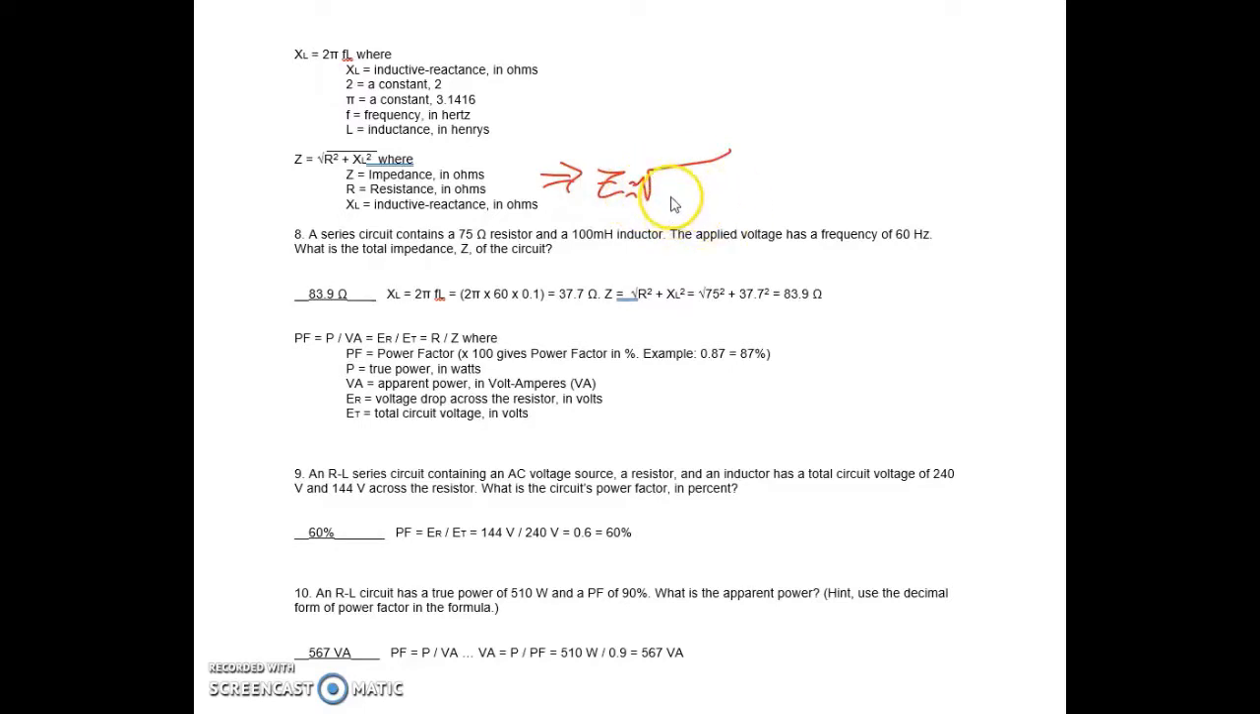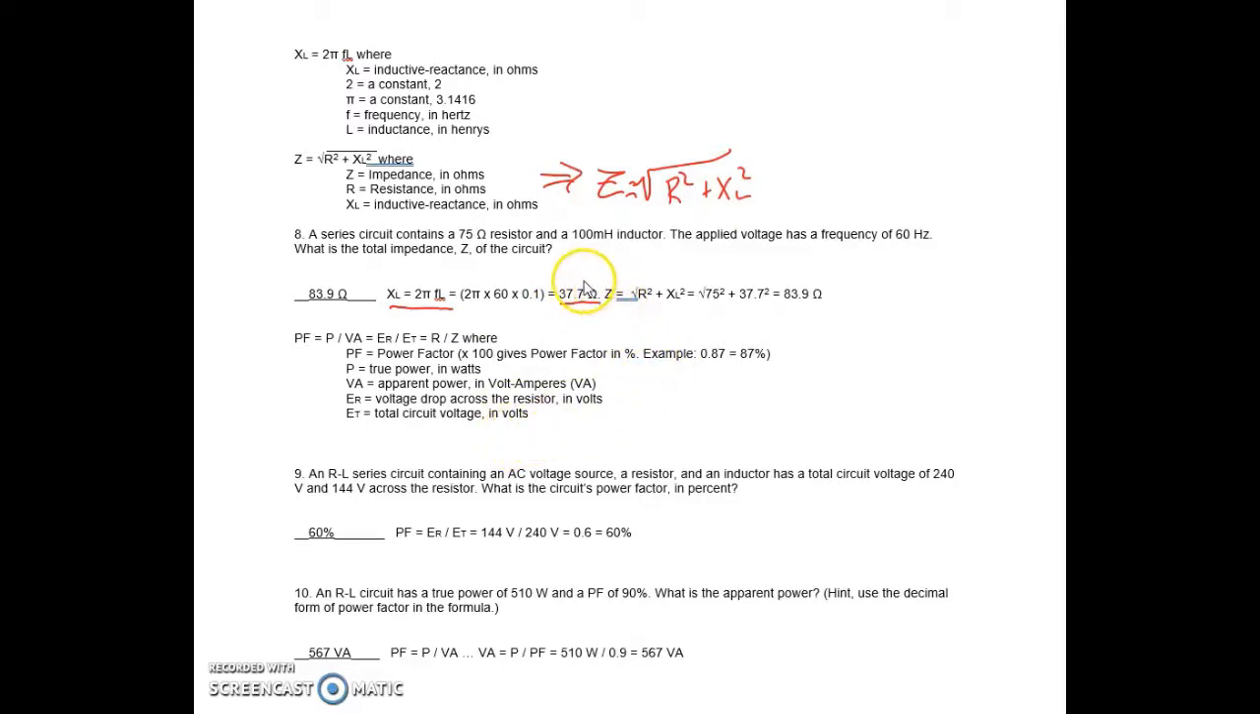So that equals the square root of resistance squared plus inductive reactance squared. In the question, we are not given inductive reactance, so we need to calculate inductive reactance. That's this formula here, same as this formula here. So inductive reactance equals 2 times pi times frequency times inductance equals 2 times pi times 60 Hertz times 0.1 henries. That equals 37.7 ohms.